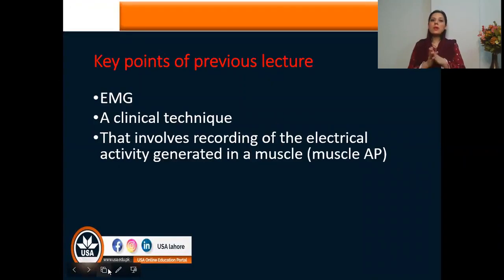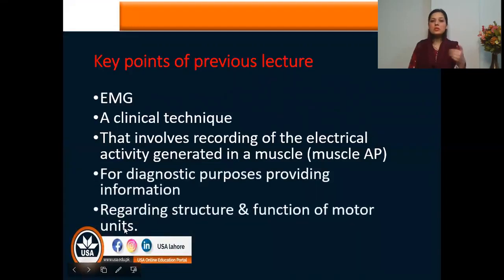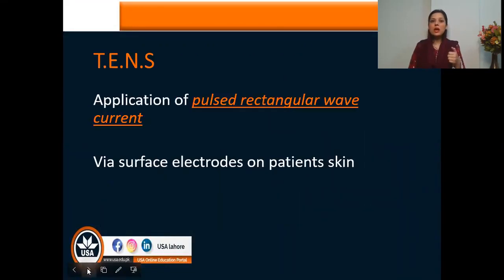Now, let me tell you about the previous lecture. Previously, we went through electromyography, the electrical activity which we use to diagnose certain conditions of the muscles and the nerves, especially the muscles. It's basically a clinical technique that involves recording the electrical activity generated in a muscle, the muscle action potential. And today we are going to move towards transcutaneous electrical nerve stimulation.